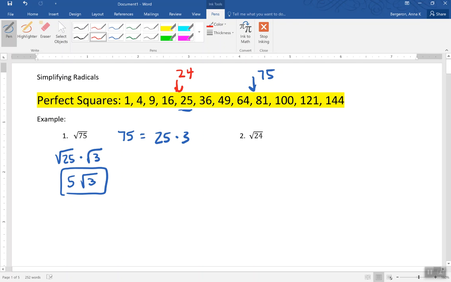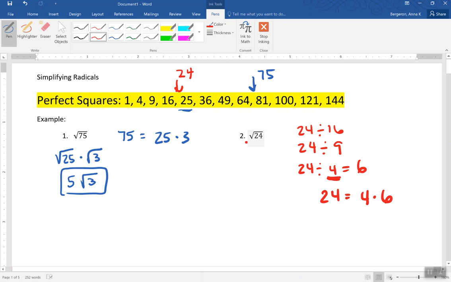If I did 24 divided by 16, I'd get a decimal, so it can't be 16. If I did 24 divided by 9, I would get a decimal. If I do 24 divided by 4, I get 6. So this would be my largest perfect square. So 24 is 4 times 6.